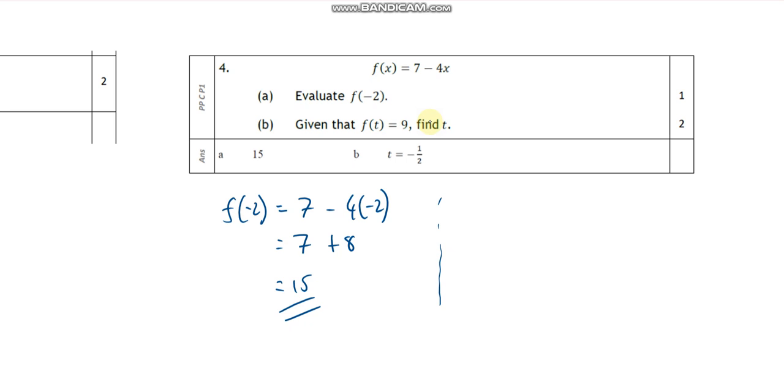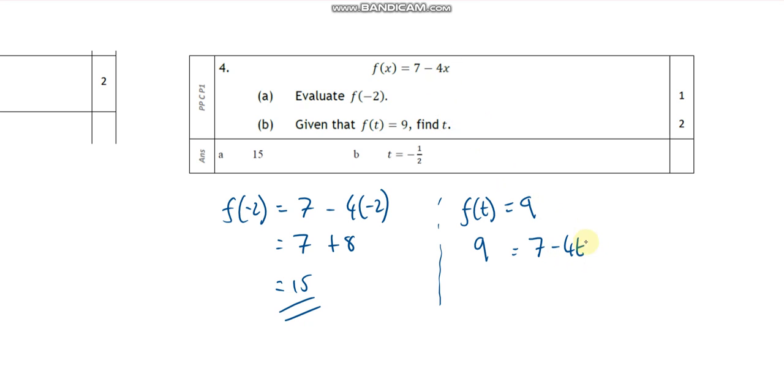Now this is a crossover. This is the next type of question. What that's saying is, if I substitute in t, I get 9 out. So if I get 9 out, 9 is what f of t is, and I'm going to substitute in t in place of x. That's what that means. f of t is 9, so my answer is 9 when I put t in.